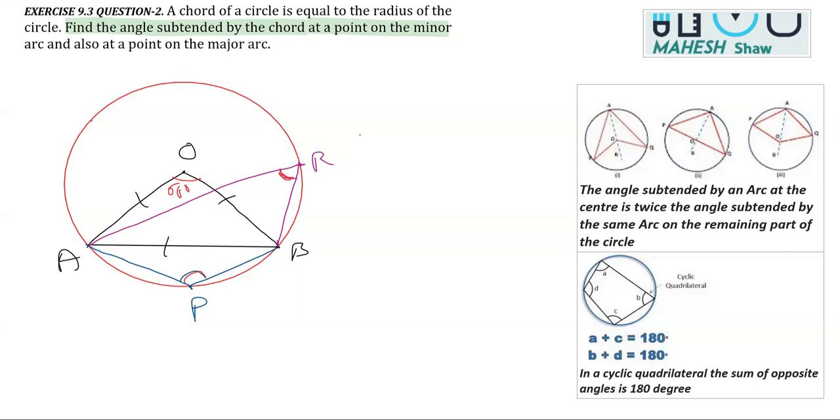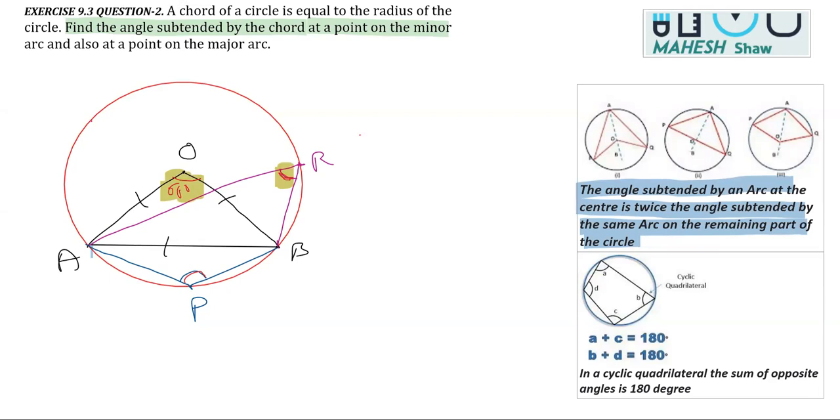Now check, this angle is subtended by this arc, called the minor arc, at this center, right? And this is how much? 60 degrees. Now we have a property, what's this? That the angle subtended by an arc at the center is twice the angle subtended by it on the remaining part of the circle. So clearly we can say that this angle will be twice of this angle from the property, right?